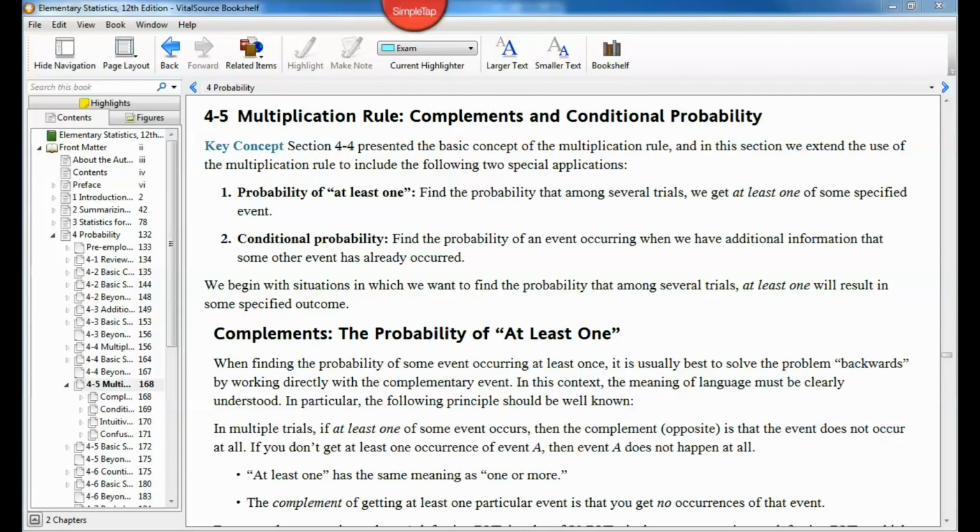4.5 is on the multiplication rule, complements, and conditional probability. The probability of at least one. So what does that mean? Let's say that there were 5 births that some family had. So they're either going to have a boy or a girl for each birth. And what's the probability of at least one boy?